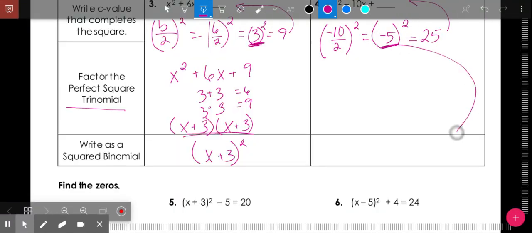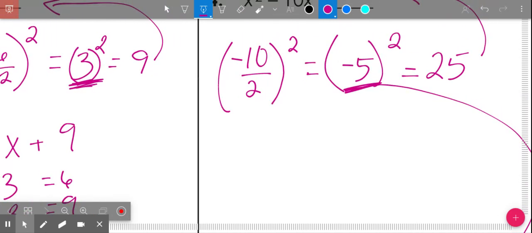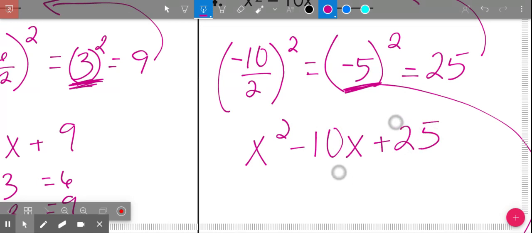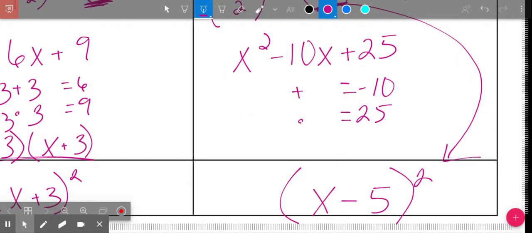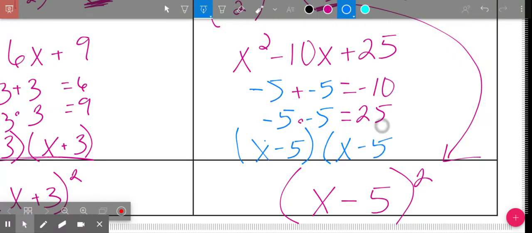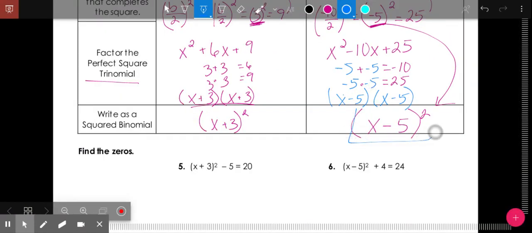So remember, I could skip all the way down here and do x minus 5 squared. Okay, but we're going to finish this out. So we really had x squared minus 10x plus 25. So I'm going to think what's going to add to give me a negative 10, but multiply to give me a positive 25. Well, we know that that's going to be negative 5. So negative 5 and negative 5. So we'll have x minus 5 and x minus 5, which we wrote as x minus 5 squared.